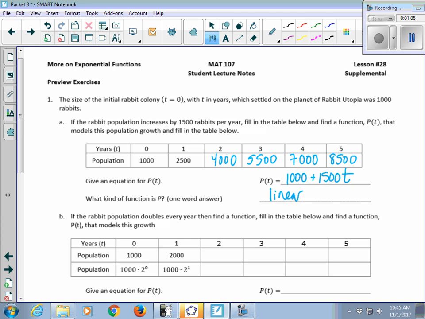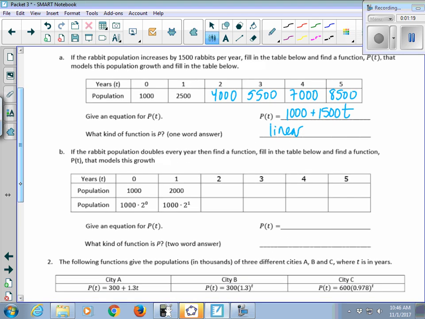But let's say our rule for how the rabbit population grows is different. Rather than adding a certain amount every time, we're going to double every year. So we're going to multiply by 2 instead of adding 1,500. So if we start with 1,000, in year 1 we have 2,000. In year 2 we have 4,000. In year 3 we have 8,000. And in year 4 we have 16,000. Year 5, 32,000. We double every year.